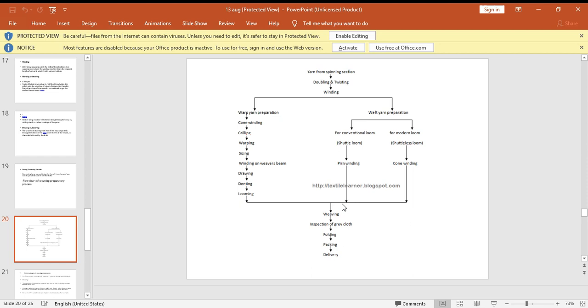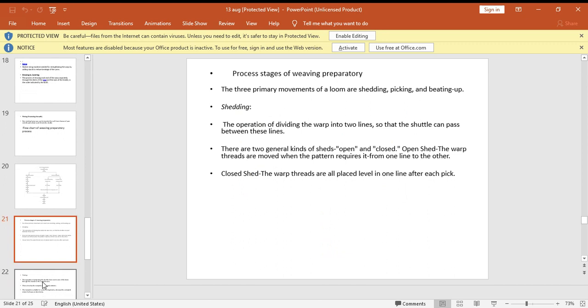In conventional loom, it is having shuttle loom, that is pirn winding, and shuttleless loom, that is cone winding. Then by interlacing both, we are going to get weaving, and after getting fabric, we are going to do inspection of grey cloth, then folding, then packing, delivery. This is the sequence of fabric manufacture. Then process stages of weaving preparatory. There are three primary movements of loom: shedding, picking and beat up.